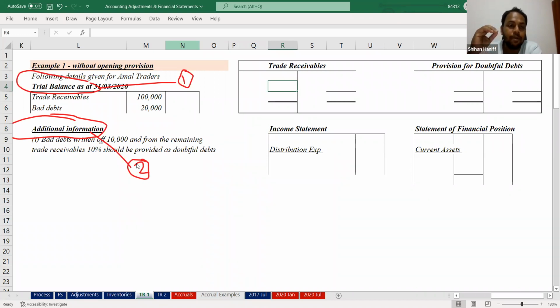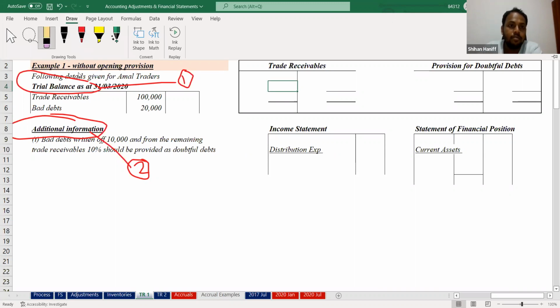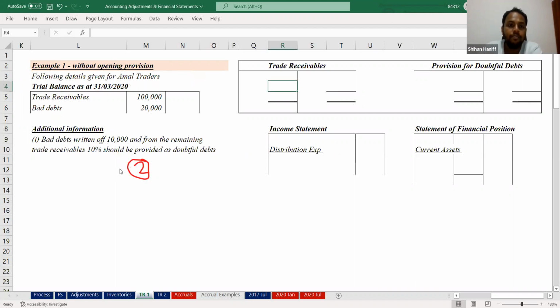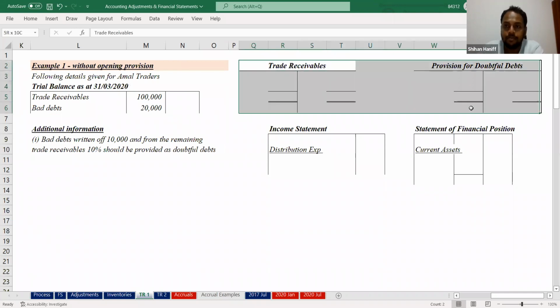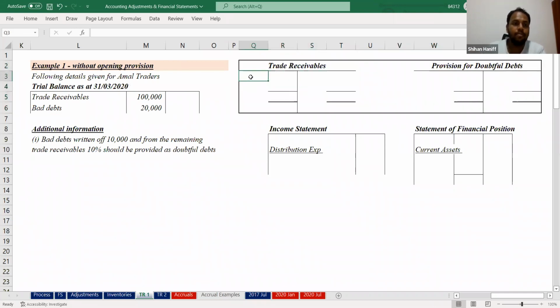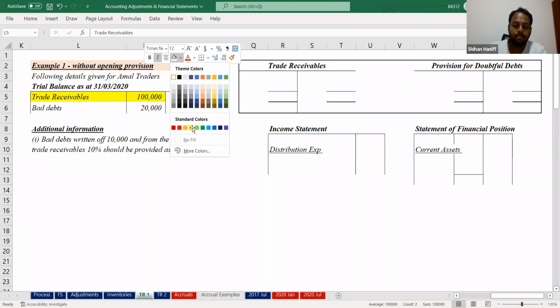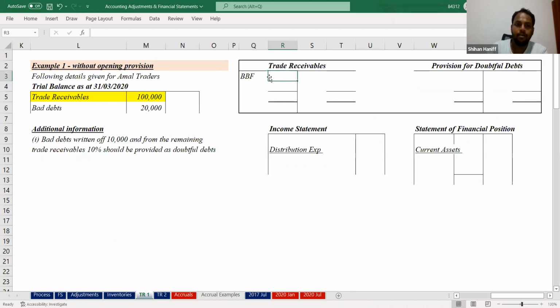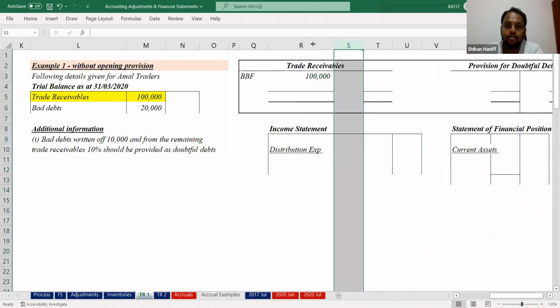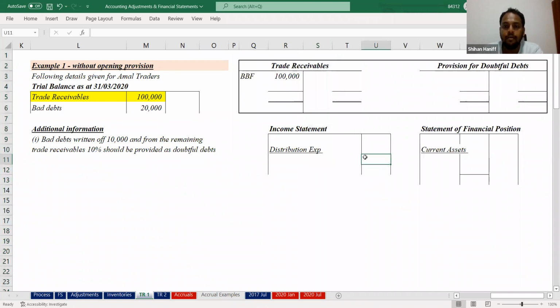Okay, so again, I'm repeating. Trial balance information, only once you have to record. Additional information, you have to record in two places. Okay, right. Now let me show the ledger. Trade receivables. Opening balance. So that is an asset. Therefore, debit 100,000. Trade receivables, debit 100,000.